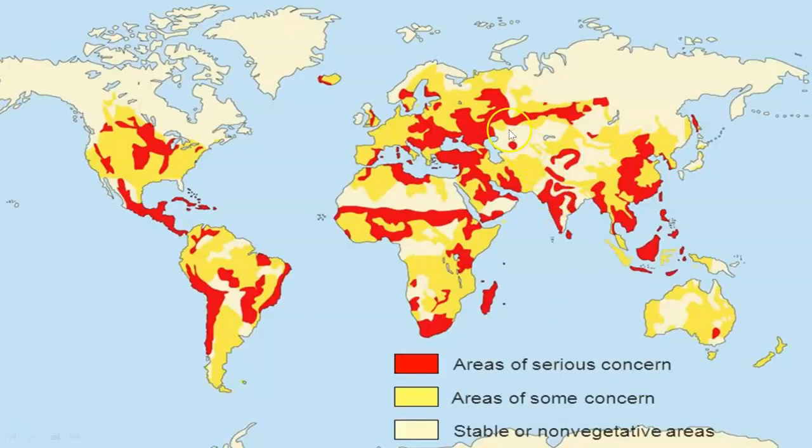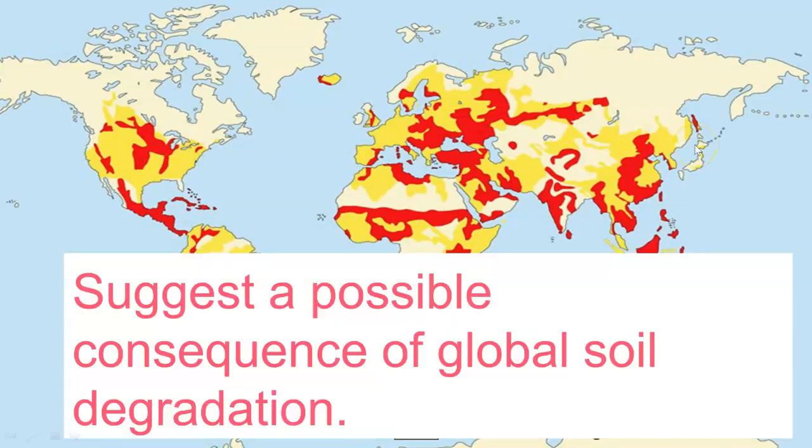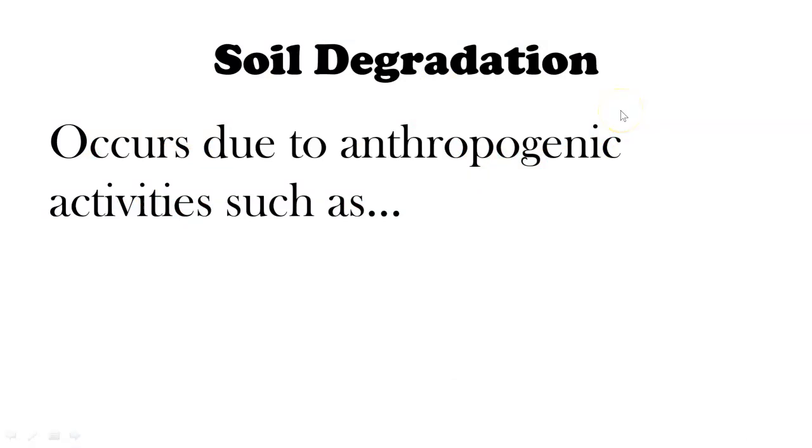If we take a look at this map here, we can see the extent of some of this issue. You can consider the red to be very degraded soil, and the yellow to be degraded soil, and everything else is either stable soil or soil that is without vegetation. So if you add up the red and the yellow, you should come up with roughly 16 million square kilometers of degraded soil. Think about it, guys, real quick. Suggest a possible consequence of global soil degradation. What we're going to do now is take a look at some anthropogenic activities that contribute to soil degradation.